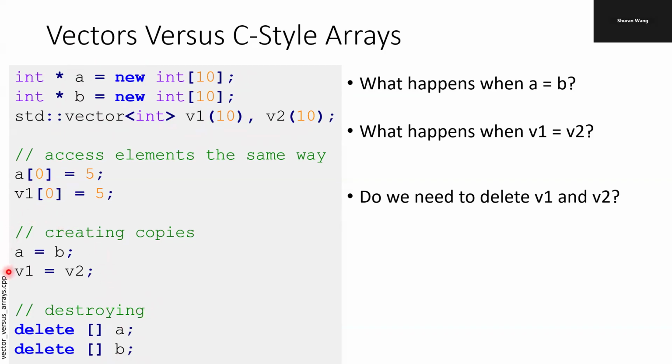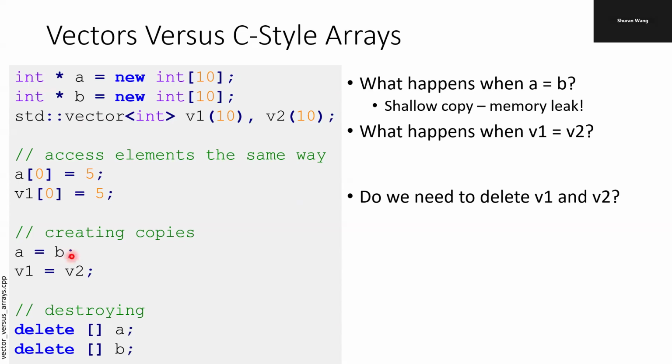Now let's look at these two lines. When we do A equal to B, what happens? Can anyone tell me what happens? Yeah, the pointer of A will point to B. And whatever was in A will be lost. So that's a memory leak.